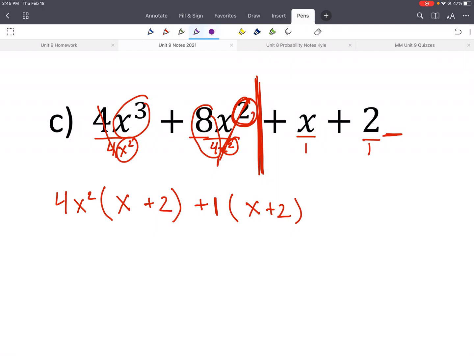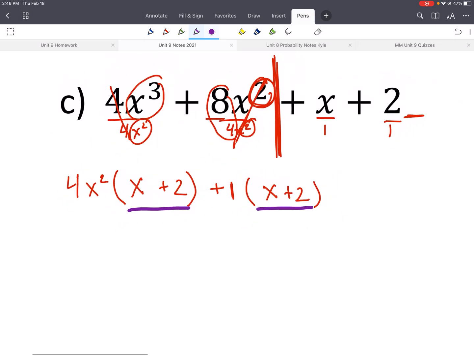Okay, nice thing about grouping 2 is that when you have these 2 parentheses, they've got to be the same. If they're not the same, then you made a mistake, and you need to go back and see what the mistake was. All right? So just like we've noticed before, like here we could take out an x squared because there were 2 x's in both terms. Now we have an x plus 2 in both of these terms. So this is like term 1 and this is term 2.